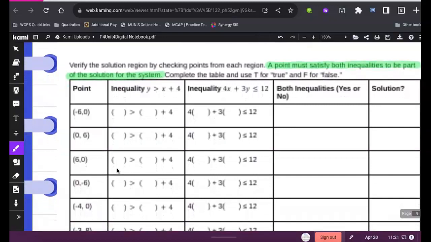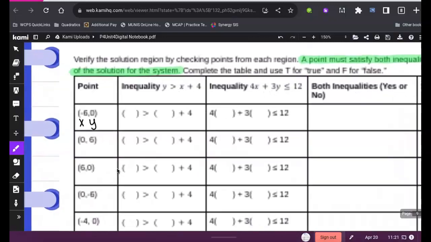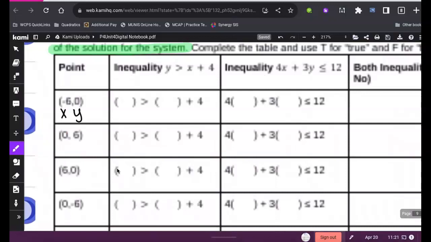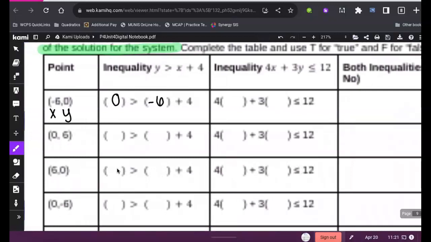So for each point, this point is -6, 0. We're going to take the first number, which is -6, and substitute it in for the x. And we'll take the second number, which is 0, and substitute that in for the y. So it's y is greater than x plus 4. So 0 is greater than -6 plus 4. Then I can do a little bit of math. 0 is greater than -6 plus 4, which is -2. So that is true. 0 is greater than -2.